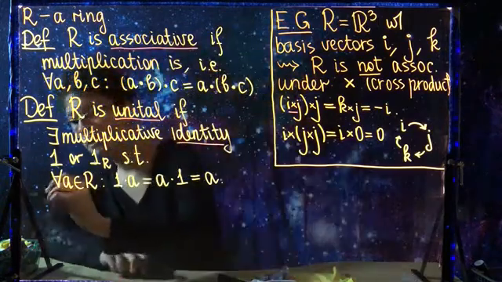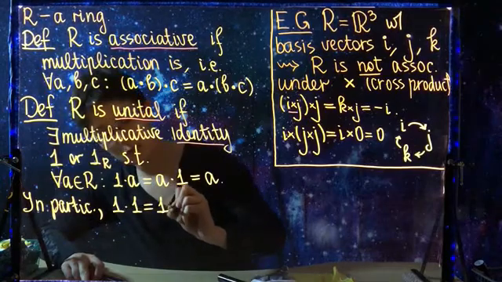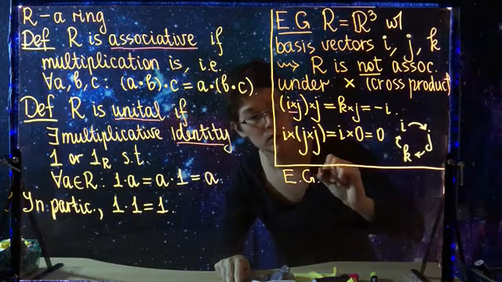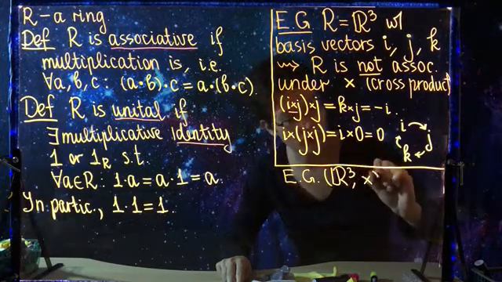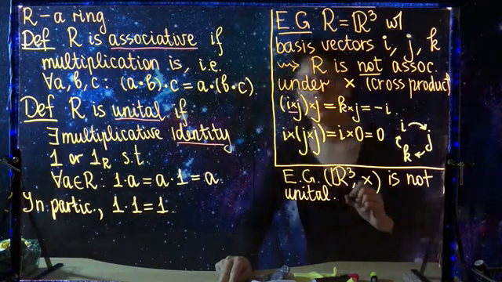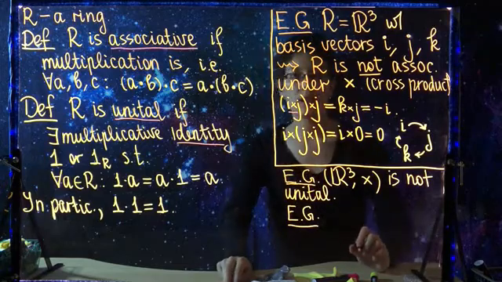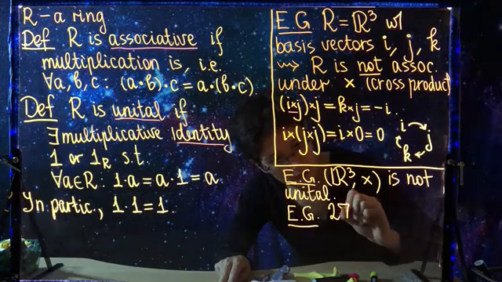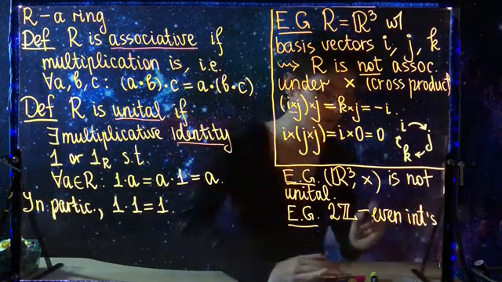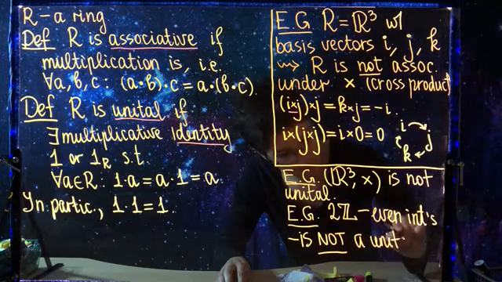In particular, 1 times 1 should be equal to 1. And so we can see again that R cubed with the cross product is not unital. But also, if we consider the set of even integers, denoted by 2Z, this is also not a unital ring.